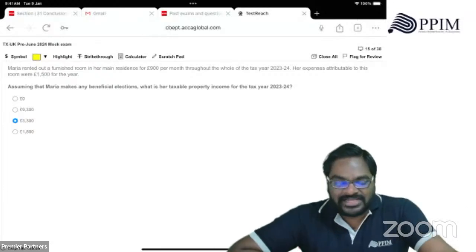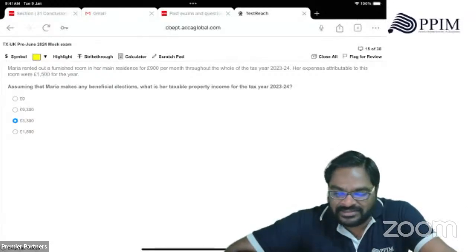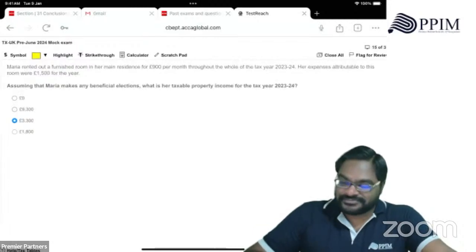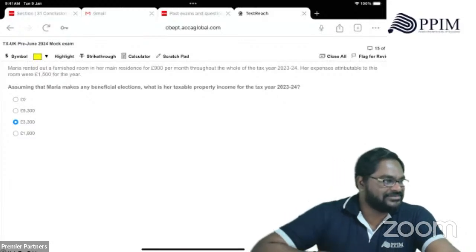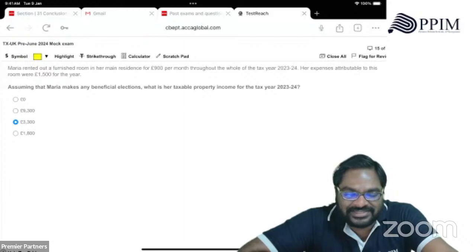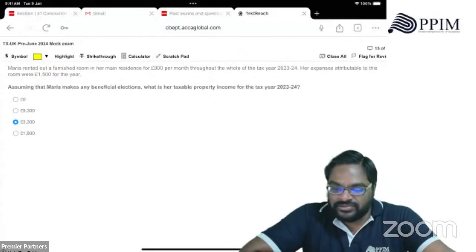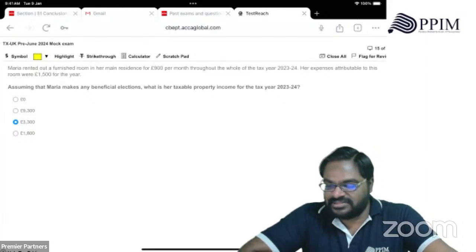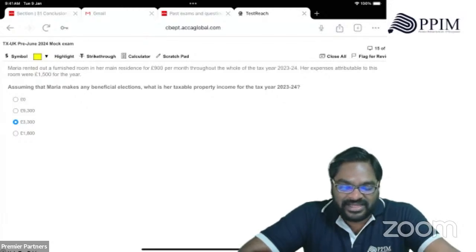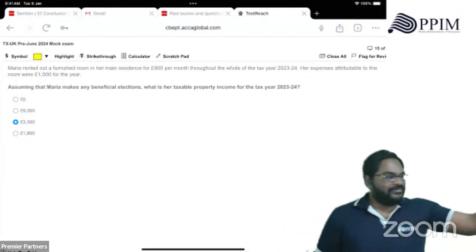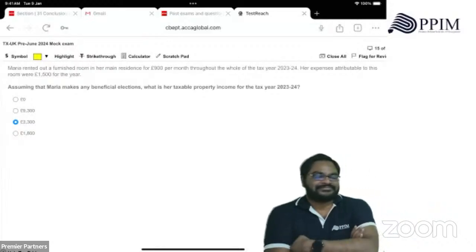Right. Last question in section A. If I give this again, you will take around 30 minutes to do this section A question. Maria rented out a furnished room in her main residence for £900 per month. Throughout the whole tax year, her expenses attributable to this room were 1,500. Assuming Maria makes any beneficial elections, what is the taxable property income? Guys, this is straightforward. 1 minute, do it.